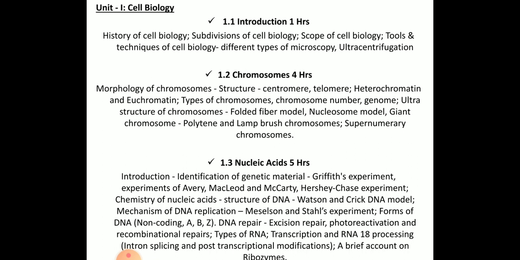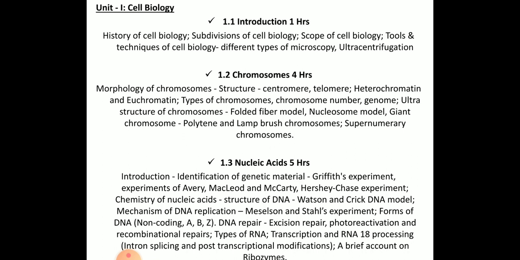So under that Cell Biology unit, first 1.1, that is introduction, will be having history of cell biology, which includes the discovery of the cell, cell theory, and subdivisions of cell biology. Mainly how cell biology is influencing many different streams like biochemistry, microbiology, biotechnology. Along with that, we have scope of cell biology. So what all studies happen in cell biology and what type of illustrations were given by different scientists on cells and the type of working.